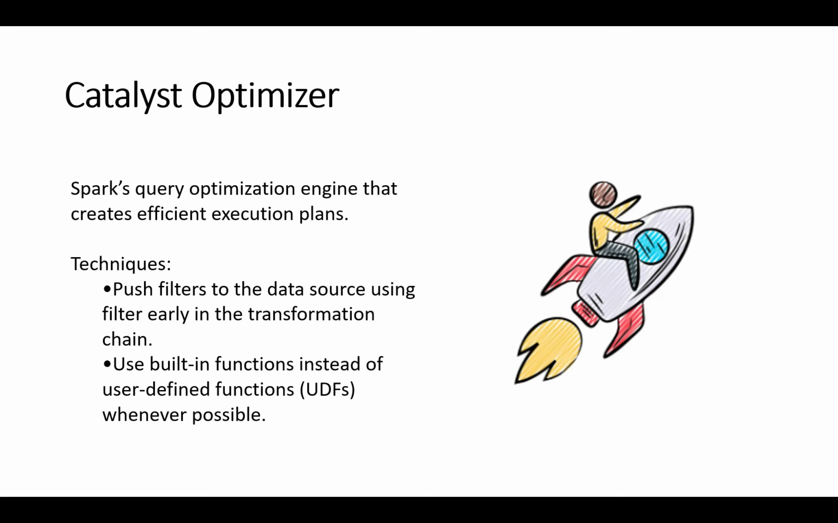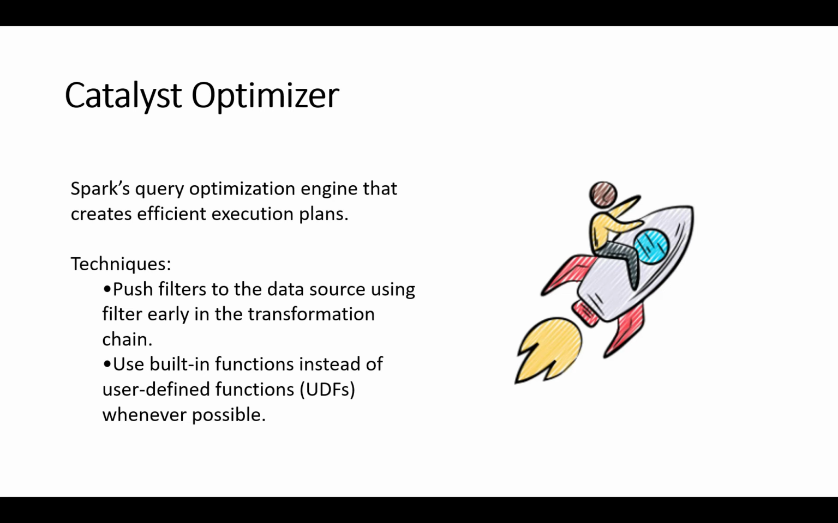Then coming to catalyst optimizer. What is a catalyst optimizer? And all of these that I'm talking about, fundamental concepts, are actually related to the performance in Spark. What is a catalyst optimizer? So Spark has a query optimization engine which will create your execution plans. Right now there is an optimizer inbuilt in Spark which is catalyst optimizer.